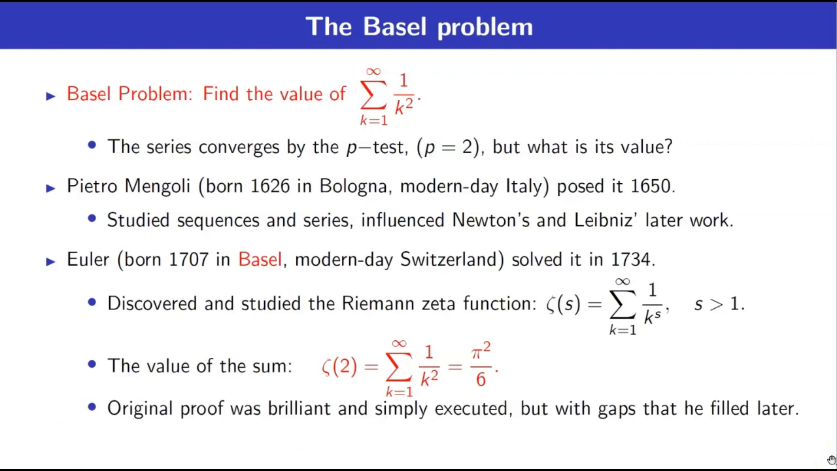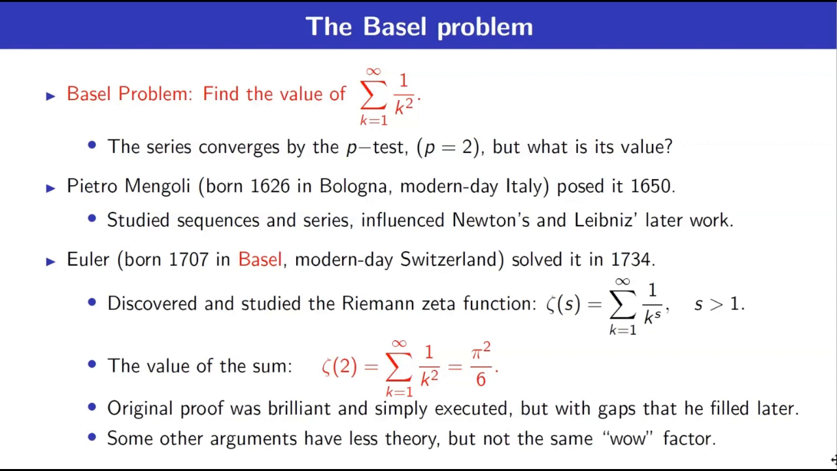Euler's original proof is fantastically inspired and simply executed, but with some gaps that he filled a few years later. Some other but still worthwhile arguments may have less theory behind them, our own included, but they don't have the same wow factor. In fact, a zillion years ago, I was eating a hamburger at Fuddruckers with a friend, and he wrote out Euler's proof on a napkin, and I recall that moment of amazement to this day. There are some good videos that talk about the ideas in his argument, and you should check them out. However, unlike the proof we'll be presenting today, the details of Euler's proof are not explainable with basic calculus.